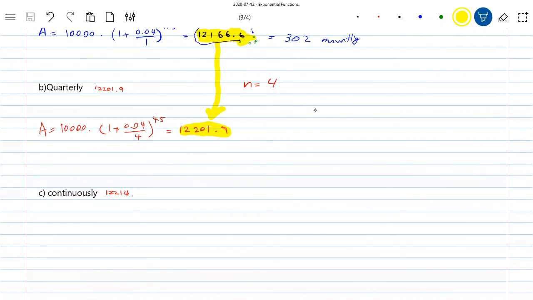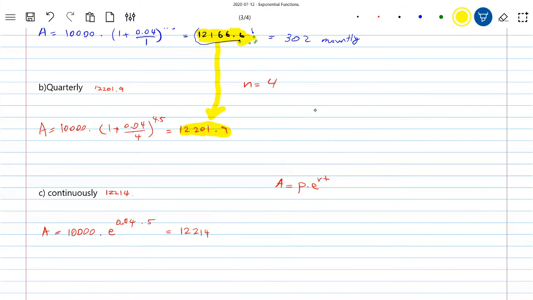Continuously, the formula changes. A equals P e to the power RT, and e is that exponential 2.71. So what you get is A equals 10,000 times e. Don't write it as 2.7. Your calculator has e already. To the power r, which is 0.04 times t, which is 5. You calculate this, you'll end up with 12,214.